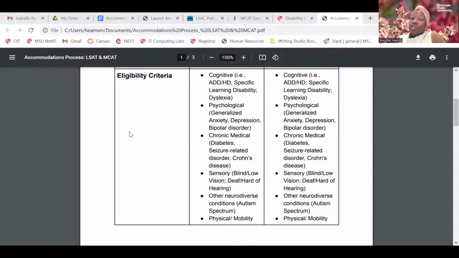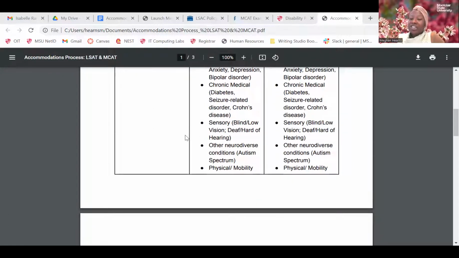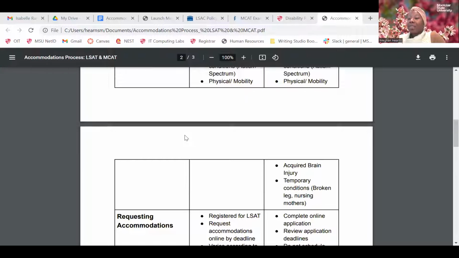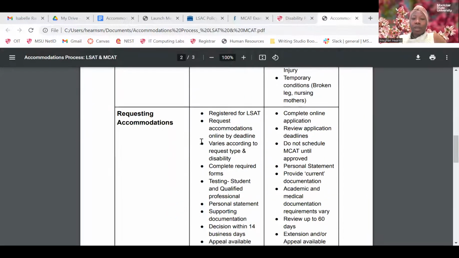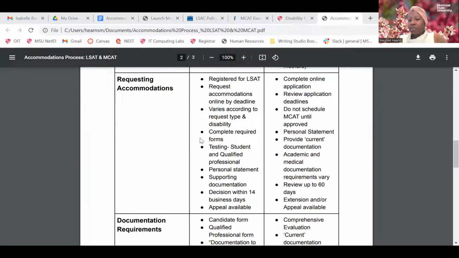Other neurodiverse conditions like autism and autism spectrum, physical and mobility challenges. And as I said, for the MCAT, they also will consider temporary conditions, such as you broke your finger or you broke your leg, and nursing mothers are also eligible for accommodations. Any questions so far? I want to pause before we get into the actual process.